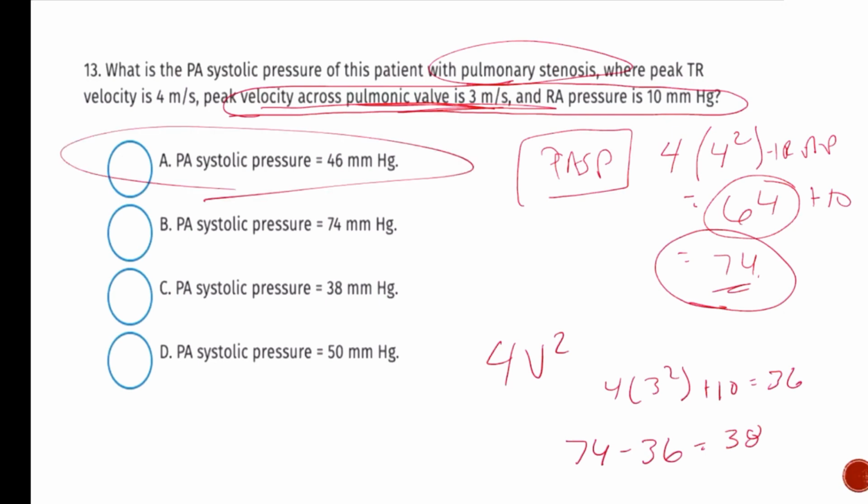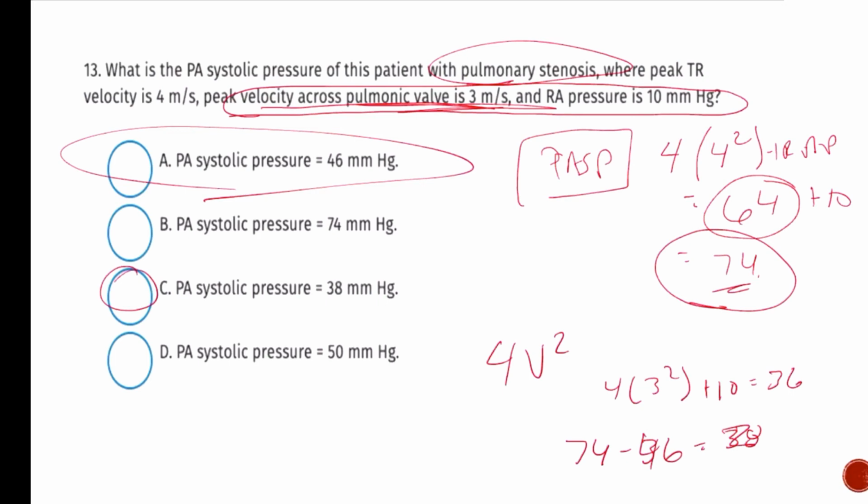So basically, all this question is showing us is when we're calculating velocities, 4 times 3 squared, 9 times 4 is 36 plus 10, so it's 46. 46, I'm sorry. So 74 minus 46 is 38, right? Sorry about that, guys. So we'll edit this part out.